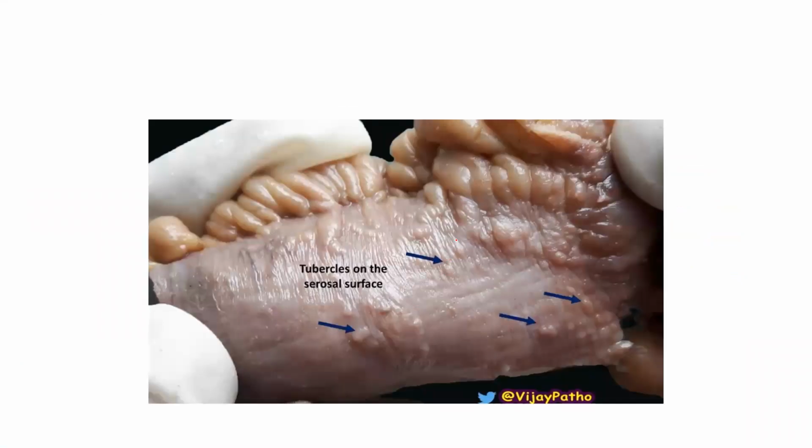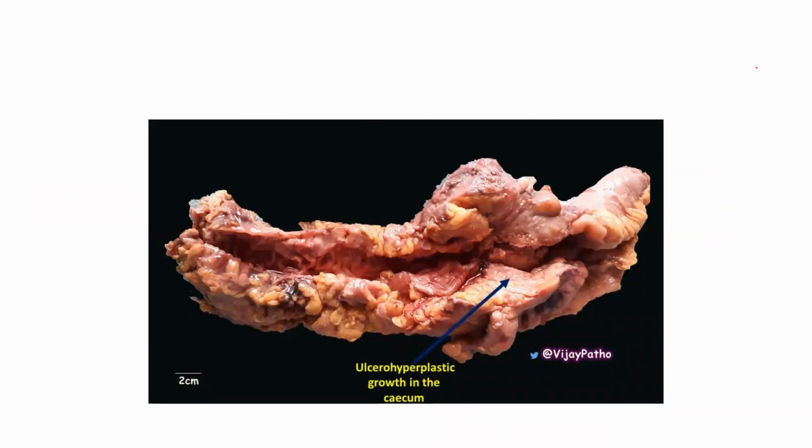So you can see here these ulcers. You can see these tubercles, which are present on the serosal surface. And here you can see the ulcero-hyperplastic growth in the cecum. Can you see the ulcers? Plus there has also occurred a growth in the cecum.